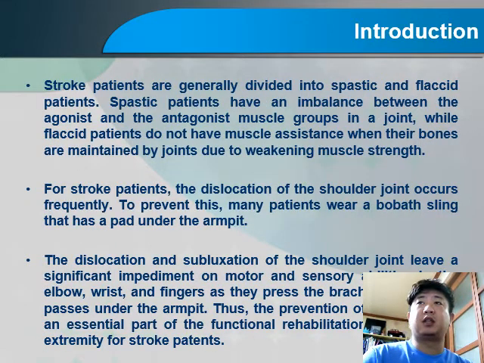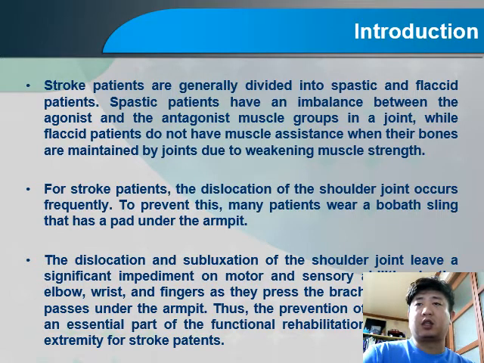Stroke patients are generally divided into spastic and flaccid patients. Spastic patients have an imbalance between the agonist and the antagonist muscle group in a joint, while flaccid patients do not have muscle assistance when their bones are maintained by joint due to weakening muscle strength. For stroke patients, the dislocation of the shoulder joint occurs frequently. To prevent this, many patients wear a Bobath sling that has a pad under the armpit.